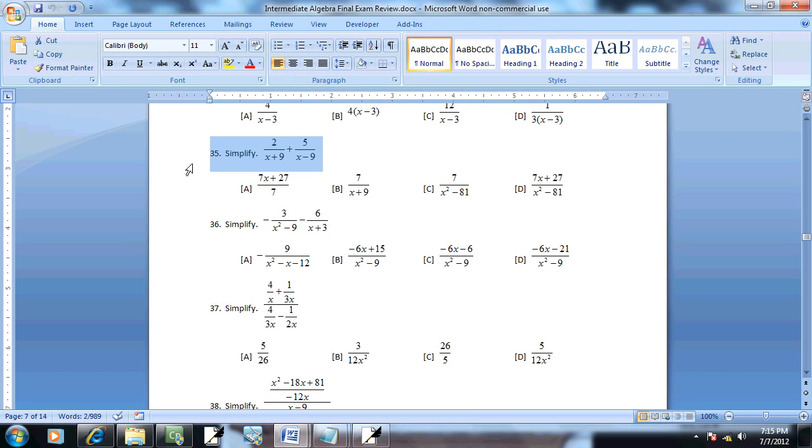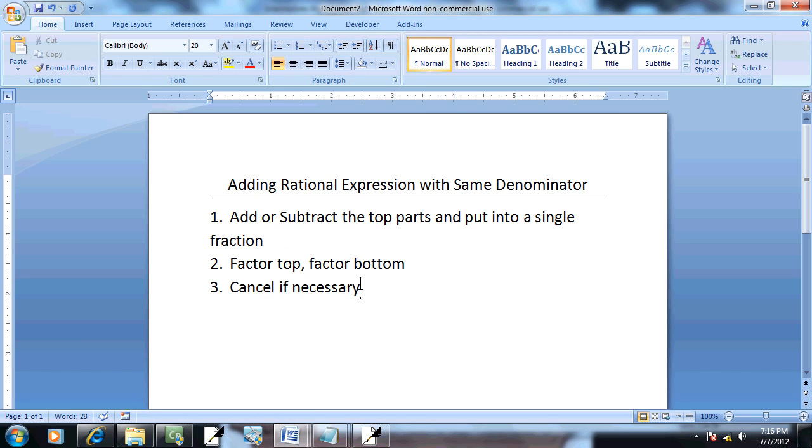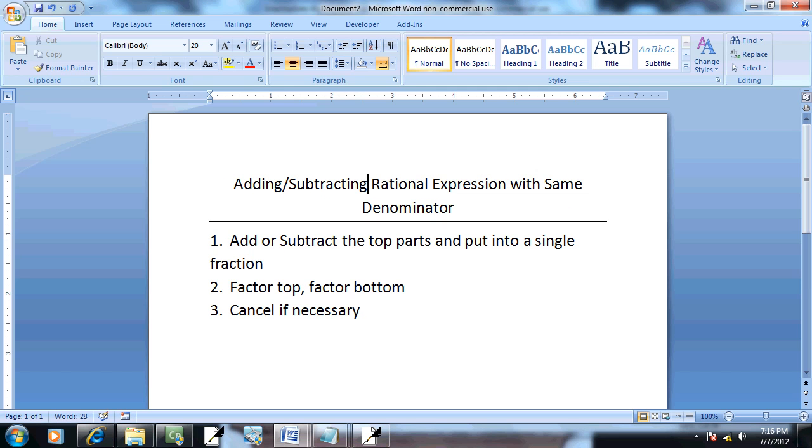Let's take a look at number 35. This is adding or subtracting rational expressions with different denominators. So adding, that's weird. I should have put adding or subtracting on that previous problem, but oh well. Adding, subtracting rational expressions with different denominators.